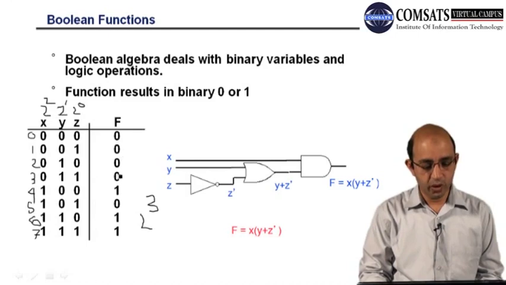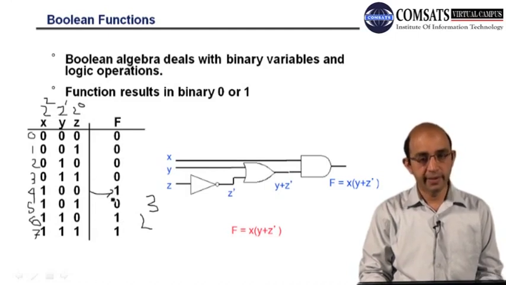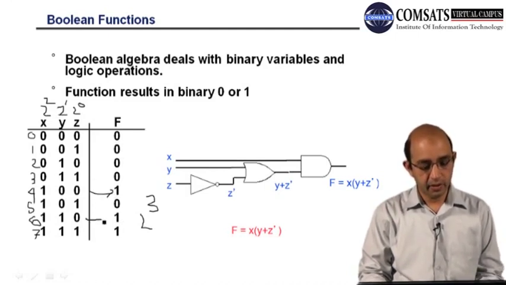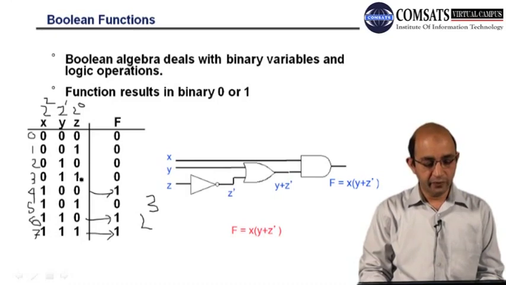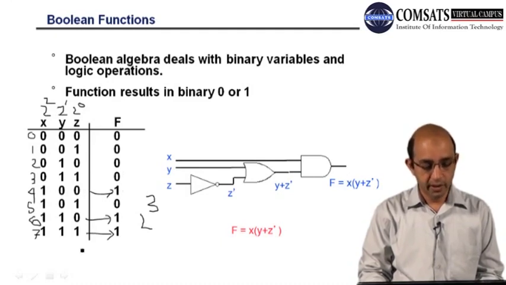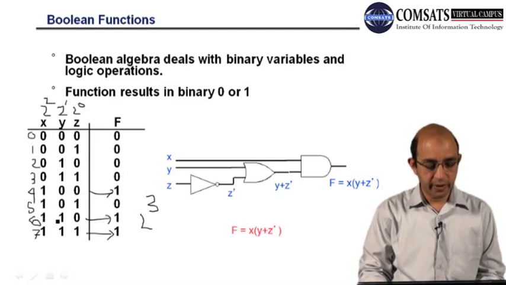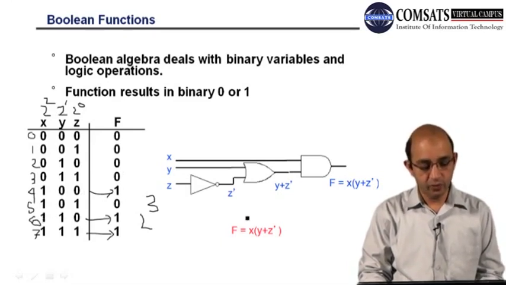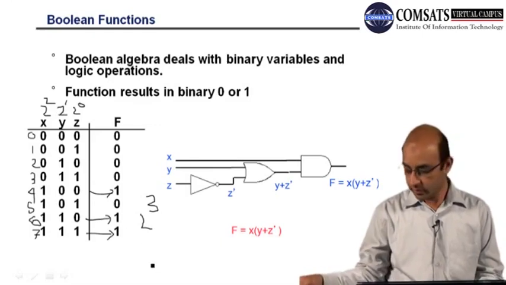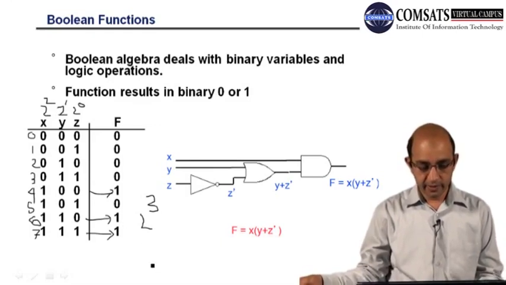0, 0, 0, 0, 1, 1, 1. So here you have 1, and here again you have 1. So when we have the input X equal to 1, Y equal to 0 and Z equal to 0, the output will be 1. When we have X equal to 1, Y equal to 1 and Z equal to 0, we will have 1. So we always have some binary output which will be 0 or 1.